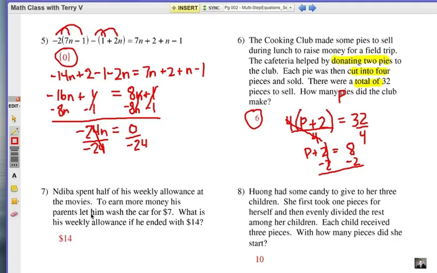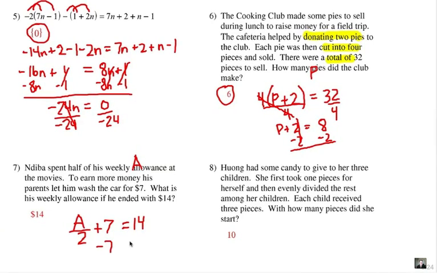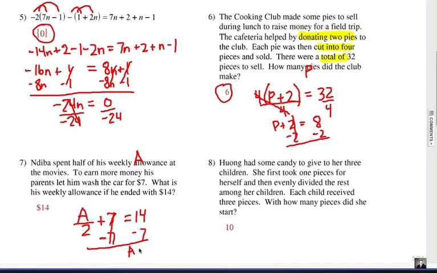All right, number 7. Nadiba spent half of his weekly allowance at the movies. Let's start with A for allowance. To earn more money, his parents let him wash the car for $7. What is his weekly allowance if he ended with 14? All right, so he started with a weekly allowance, and he spent half of it. So we're going to divide that by 2. To earn more money, his parents let him wash the car, so he gained $7 more, right? And his weekly allowance ended with $14. All right, well, first let's subtract 7 out of that. And so A over 2 has to equal 7. And we're going to multiply each side by 2, and that's why my answer is 14.